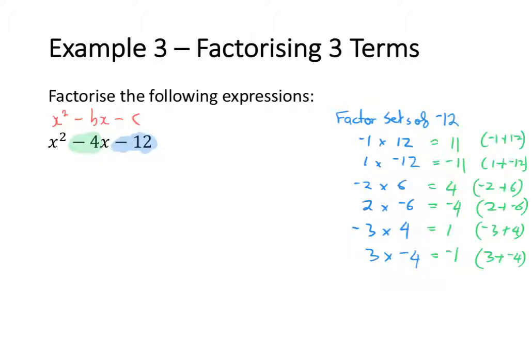I can now identify that the factor set that adds up to negative 4 is 2 and negative 6. So I can use the factors of 2 and negative 6 to write my factorised answer: x plus 2 and x minus 6. So the factorised form of x squared minus 4x minus 12 is x plus 2, x minus 6. So there are three examples of how we factorise quadratic equations that involve three terms.